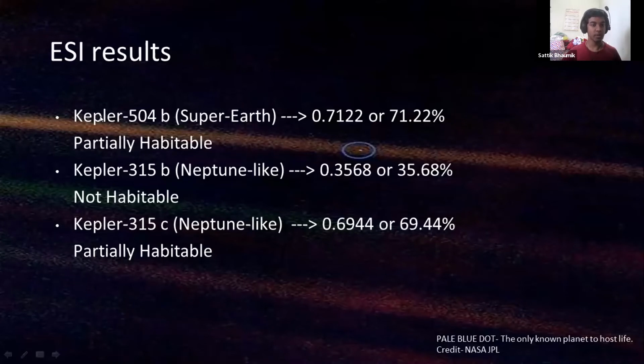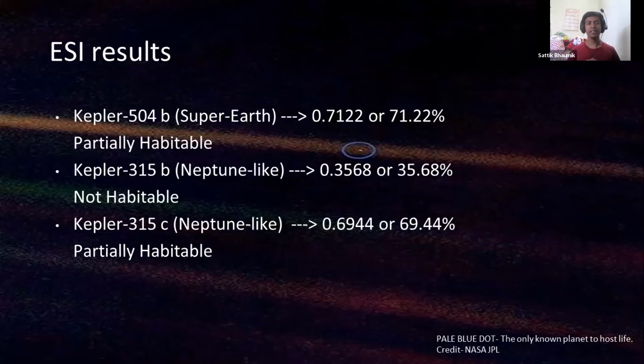2 planets, that is Kepler 504b and Kepler 315c, have a habitability of around 70%, like 71.2% and 69%. So they are partially habitable. And Kepler 315b is not habitable at all because it has an ESI percentage of only 36%, 35.68. Astronomers want a value above 80%, preferably above 85%, because then we are 100% sure that yes, this planet is habitable.